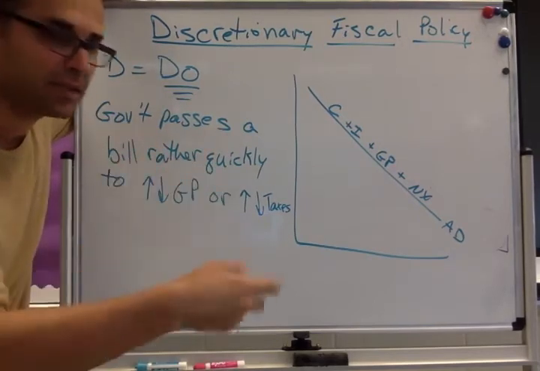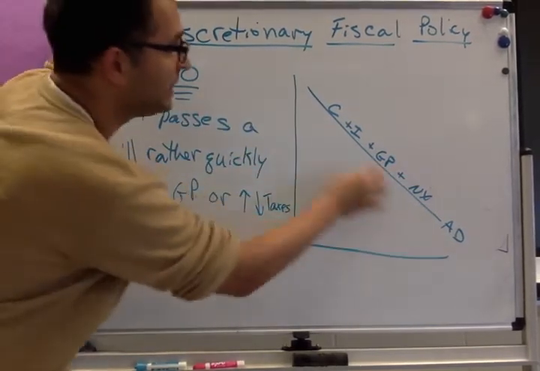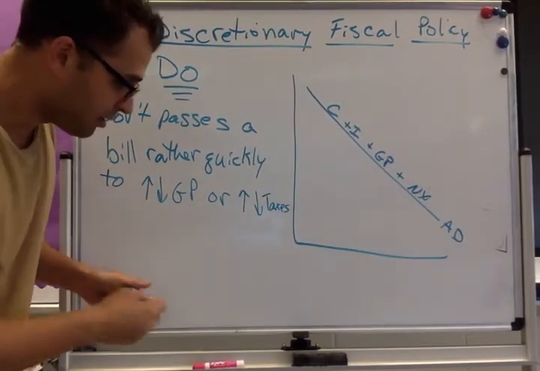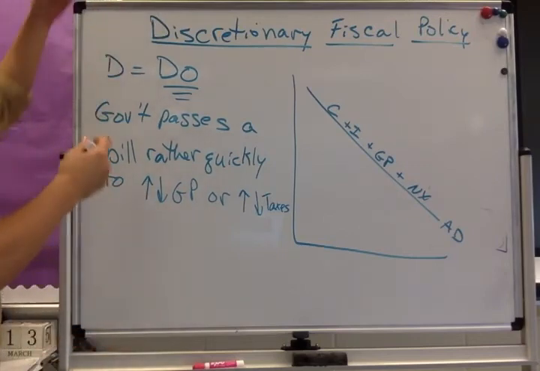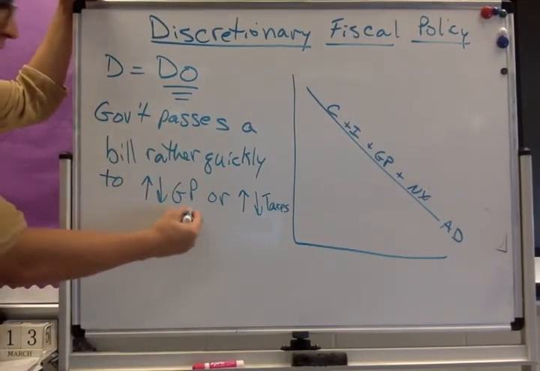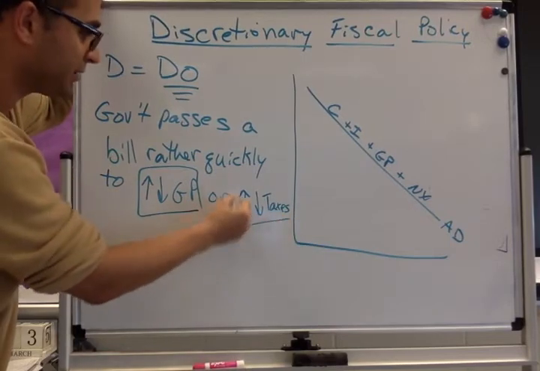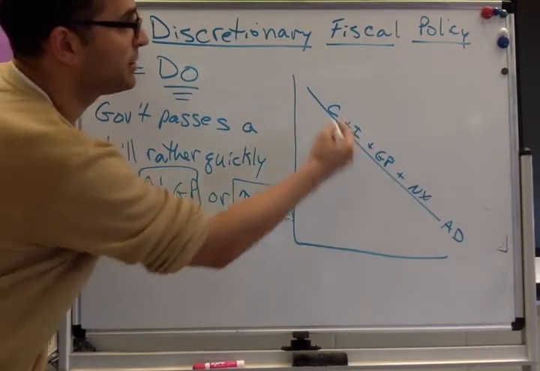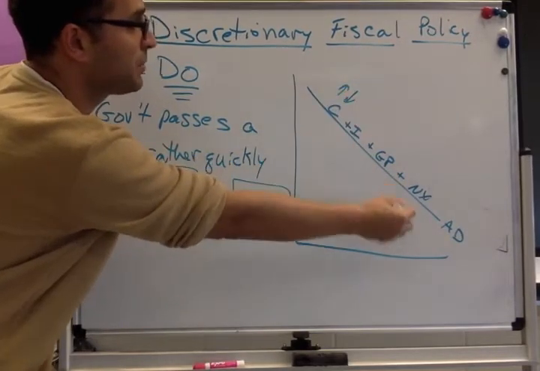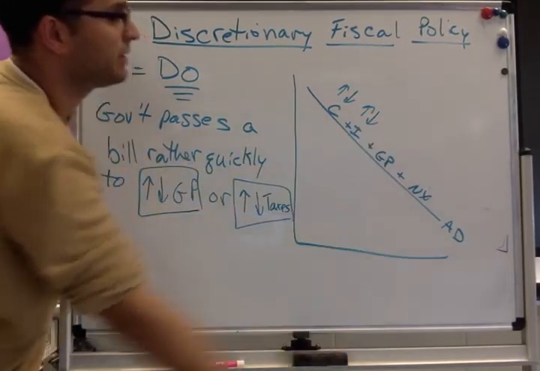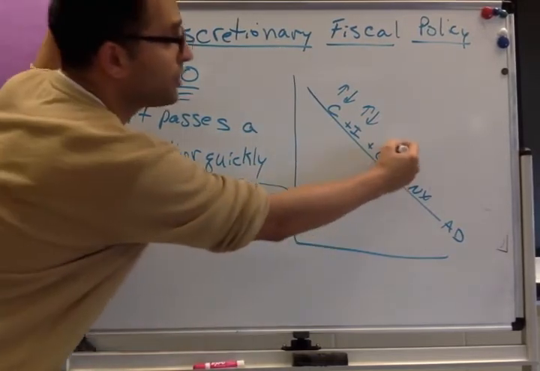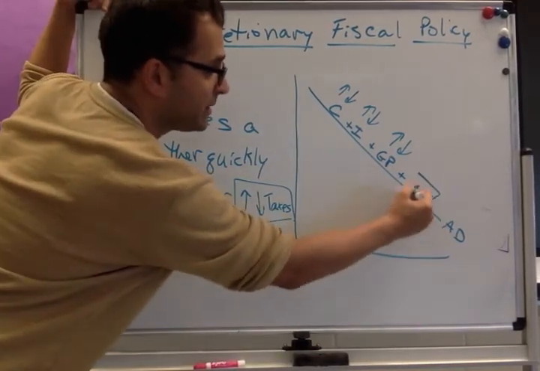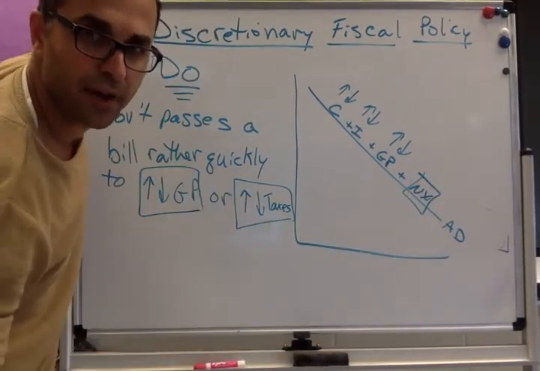Increasing spending. So AD is going to be shifting to the right or the left, depending upon if it's a recessionary or inflationary gap. So the government passes a bill rather quickly to increase or decrease government purchases, or increase or decrease taxes, because they're trying to increase or decrease consumption, or increase or decrease investment, or increase or decrease government purchases. Okay, they're not going to try to manipulate this. That's the next unit, or that's Unit 5, so don't worry about that.